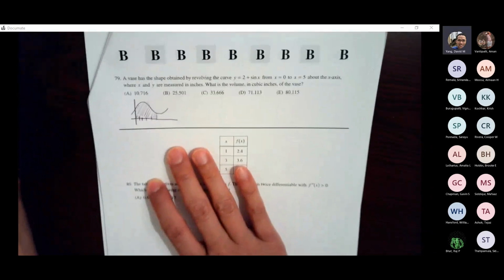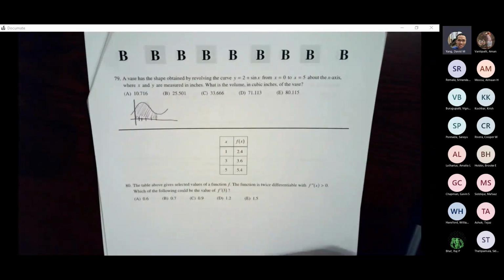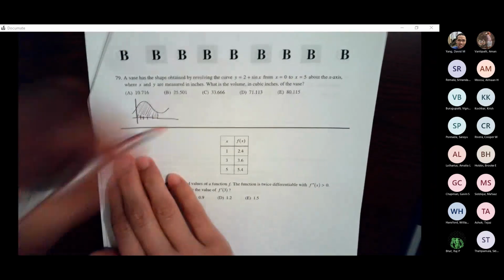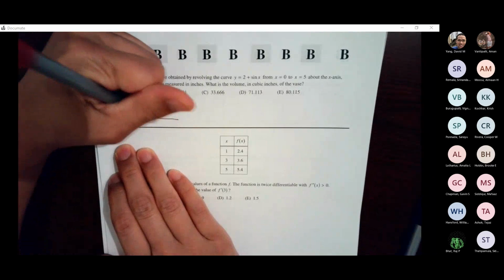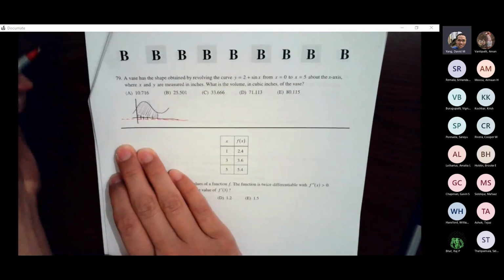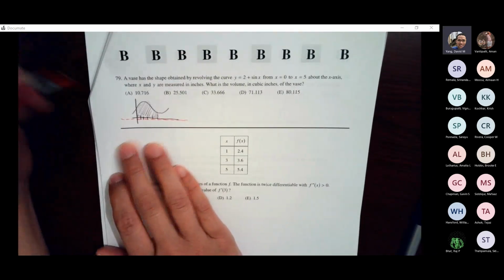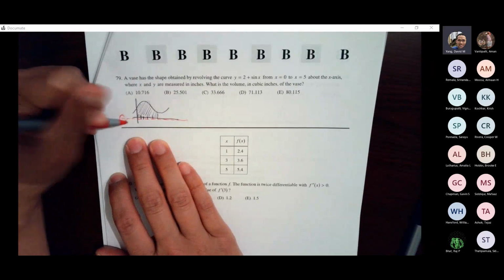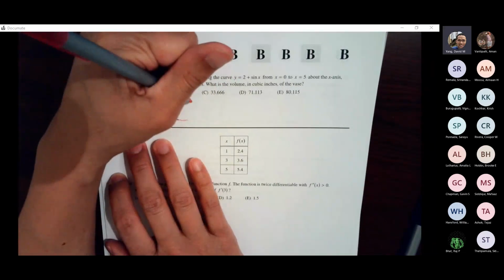So here's our shaded region. We're rotating it about the x-axis. So there's no gap between the graph and the x-axis. This is going to be volume using this method.